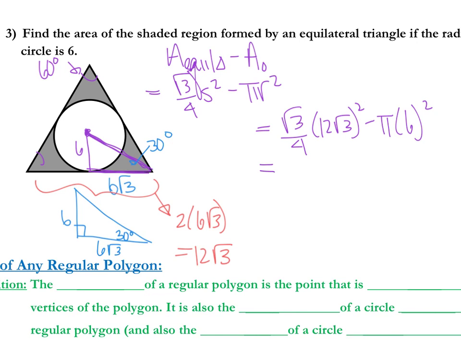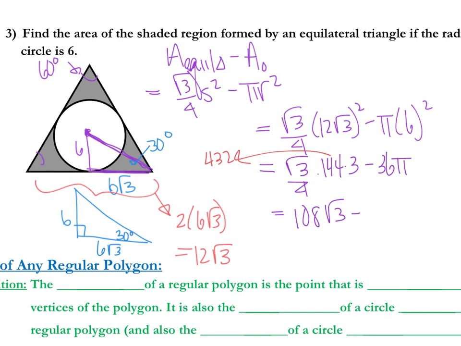Okay, and then from here we just need to keep simplifying. So this is 144 times 3 minus 36 pi. 144 times 3 is 432. So take 432 and divide that by 4, and you get 108 root 3 minus 36 pi units squared. Okay, and you're going to just leave your answer like that, leave it in simplified radical form, no decimals.